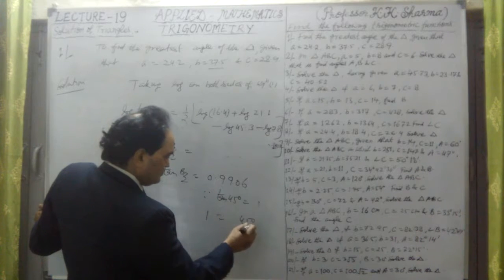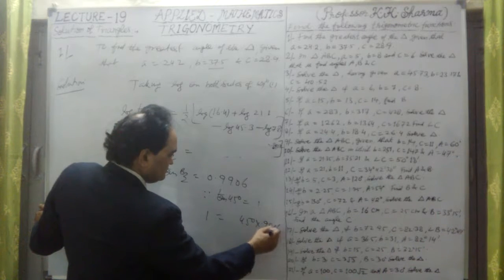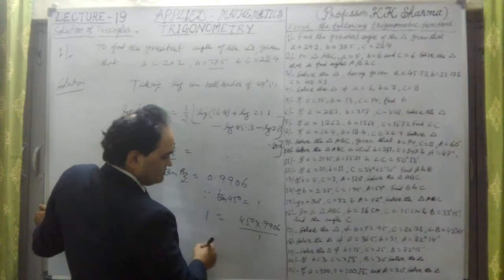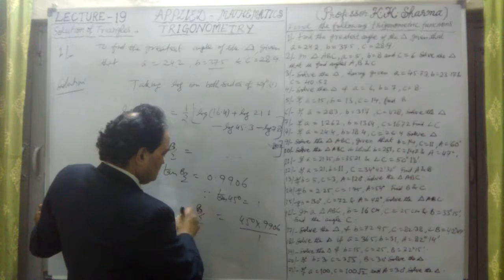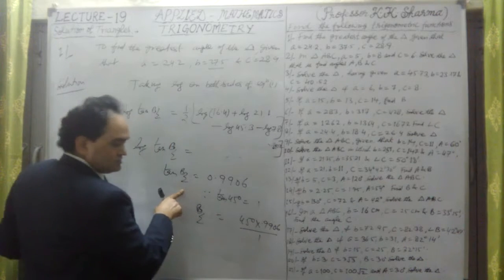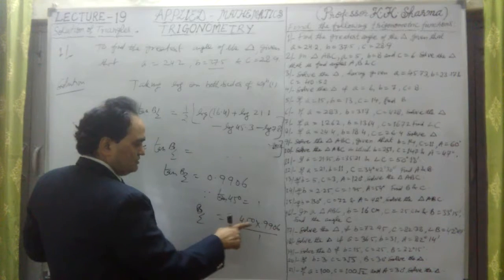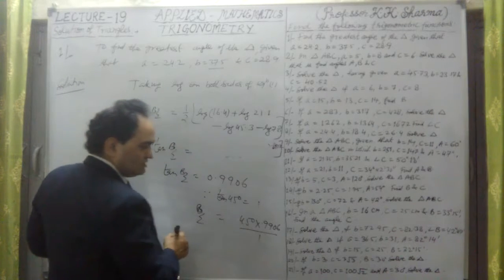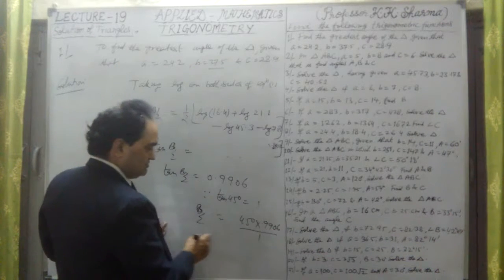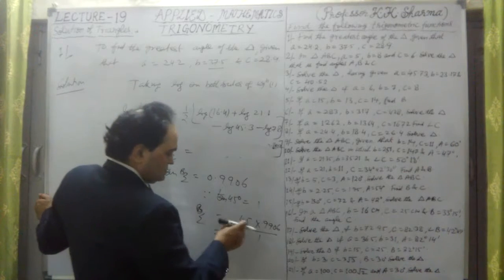Then this 0.9906 is equal to what? Upon 1 is this. So how many degrees are there? Therefore, b by 2 angle will be what? Because 1 equal to 45 degrees, so b by 2 will be how much? 0.9906 is to multiply with 45; we convert this into degrees.